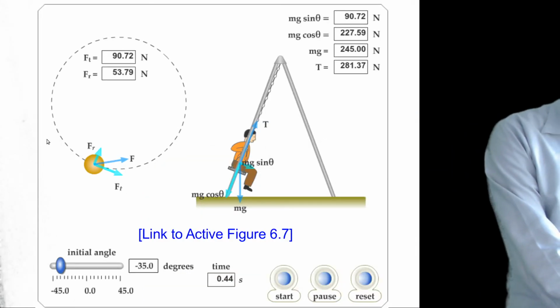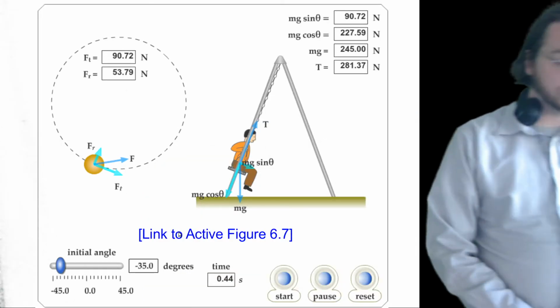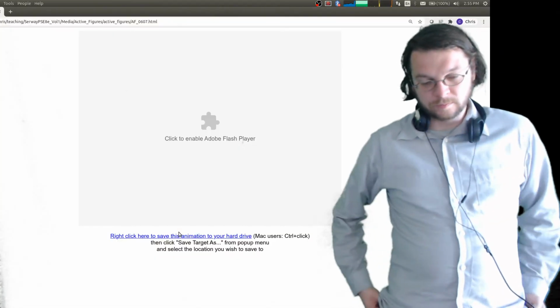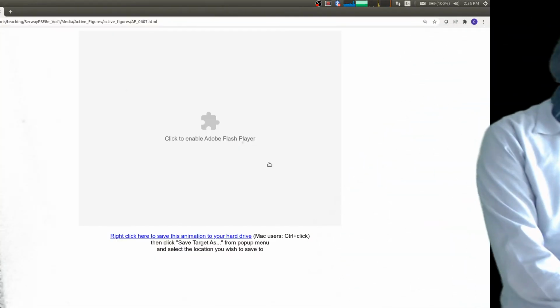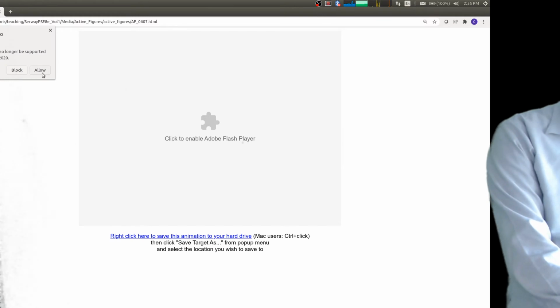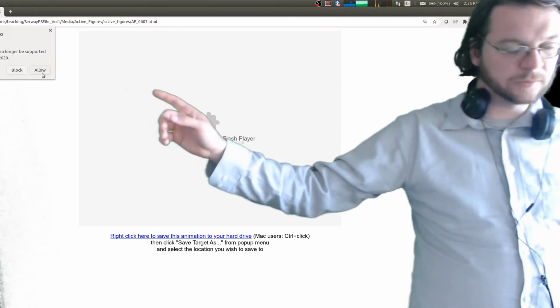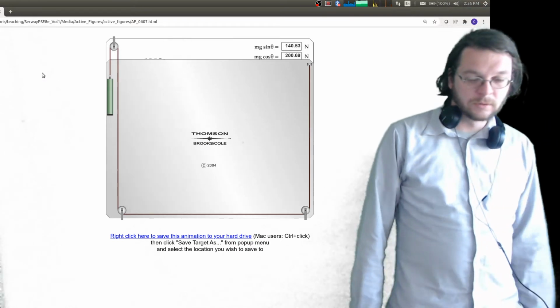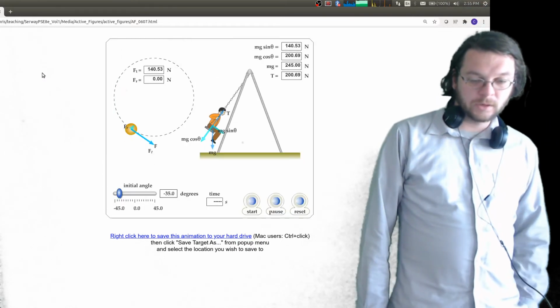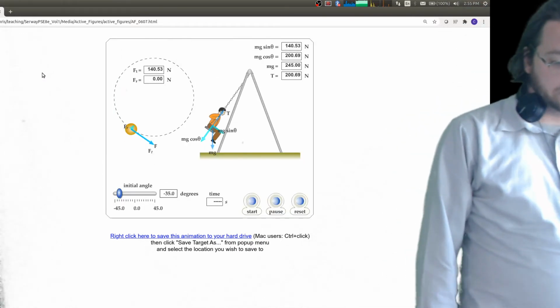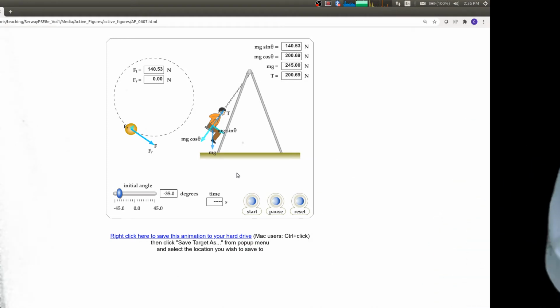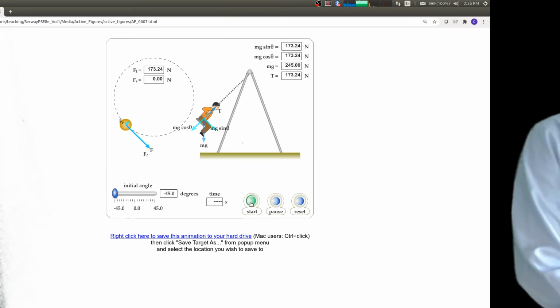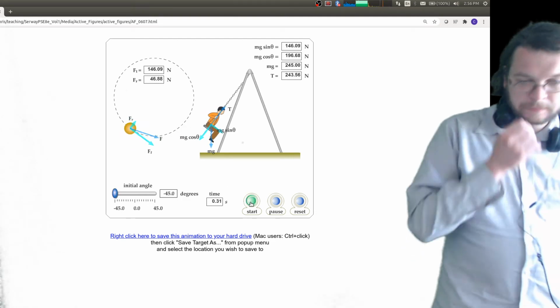This is an active figure from the book, which was written in Flash, which probably only works on my computer at this point. Yeah, see this passive-aggressive warning saying Flash is going to stop working in a few months. So here is a person on a swing, and I think this is a nice demo. You can set the initial angle, maybe set it back here, and then go ahead and press start.